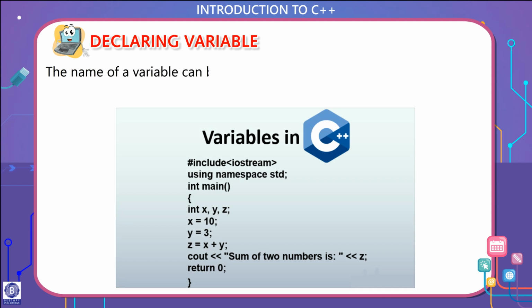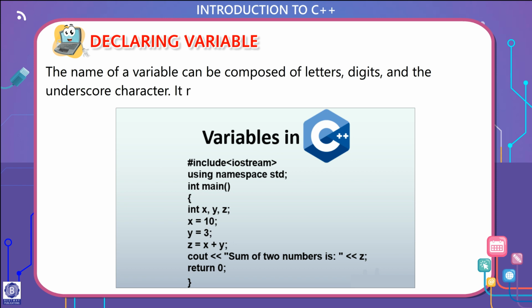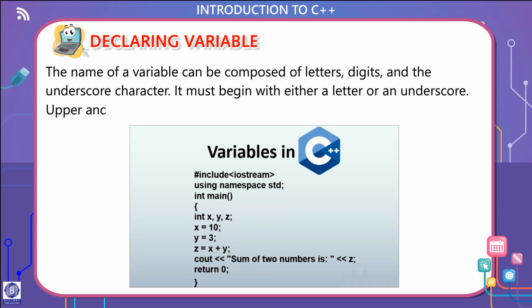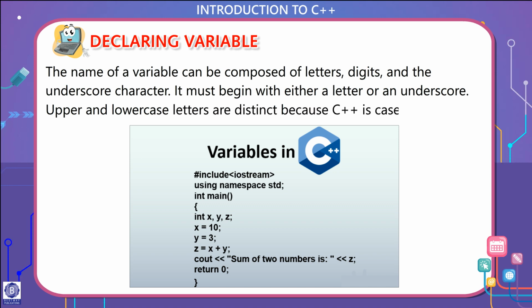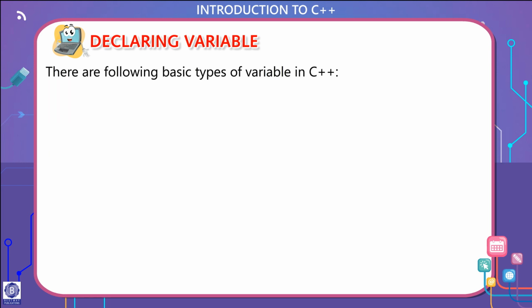The name of a variable can be composed of letters, digits, and the underscore character. It must begin with either a letter or an underscore. Upper and lower case letters are distinct because C++ is case sensitive. There are the following basic types of variable in C++.